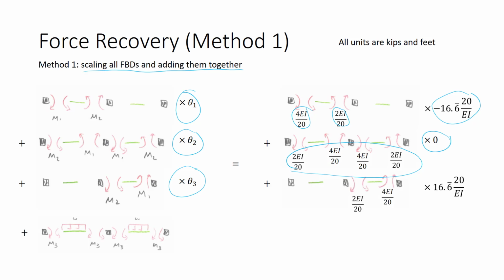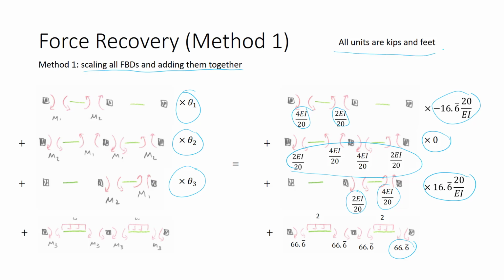For degree of freedom 3, we've again substituted for the 2 moments M1 and M2, multiplied by the now known displacement of 16.6 times 20 over EI, and added in the forces due to the applied load. This is the value for M3 that was also previously calculated. I'm not displaying units in any of these calculations, but all calculations are consistent in kips and feet.